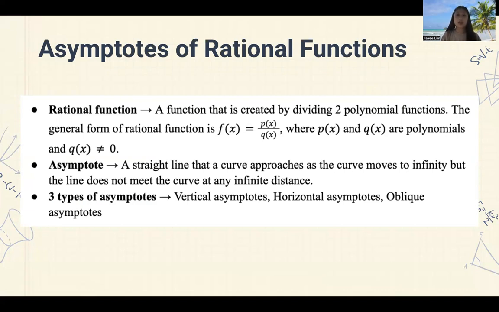An asymptote is basically a line that a curve will approach as the curve is moving to infinity. However, the line and the curve will never meet at any infinite distance. There are 3 types of asymptote: vertical asymptote, horizontal asymptote, and lastly, oblique asymptote.